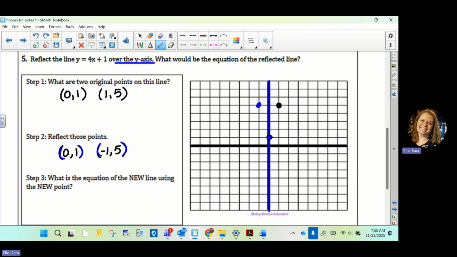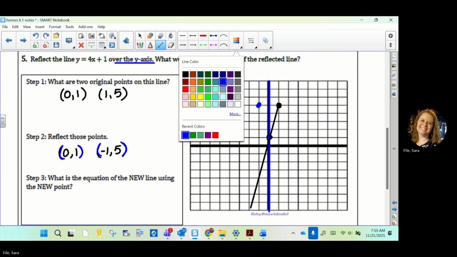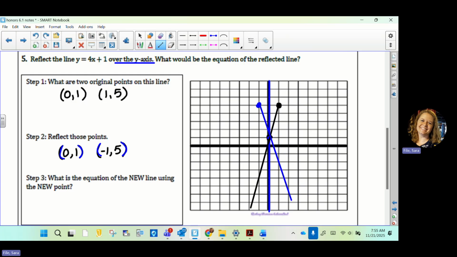So here is the original line. And here is the reflection of that line. And you could extend it in both directions if you wanted to. You wanted to draw that up further and put arrows on it because it's a linear equation. That's cool. We can do that. So black is the original, the pre-image, and blue is the image after the reflection.